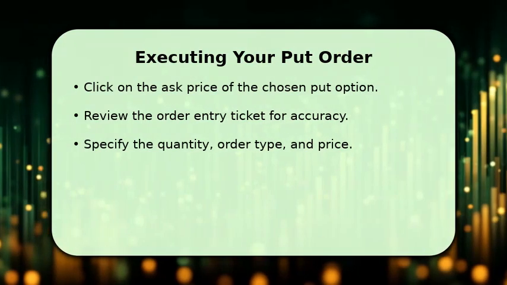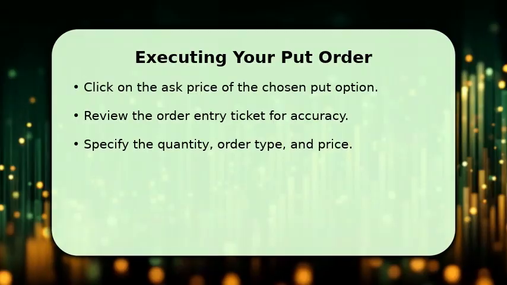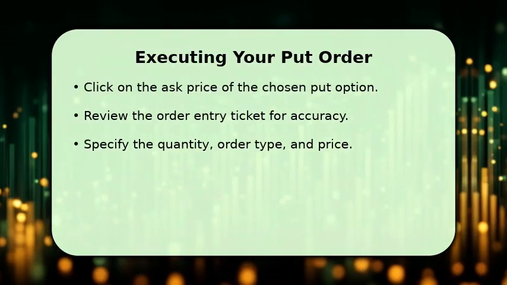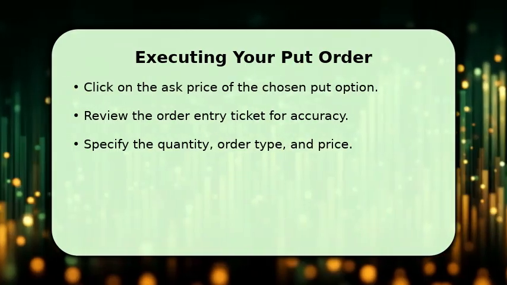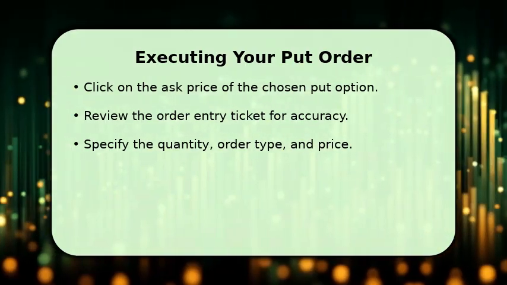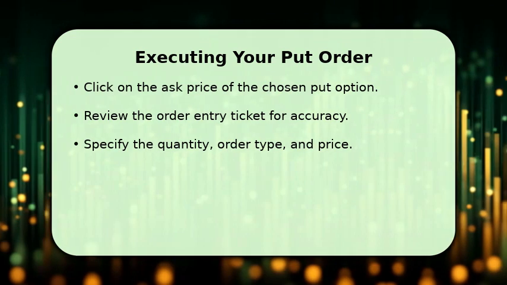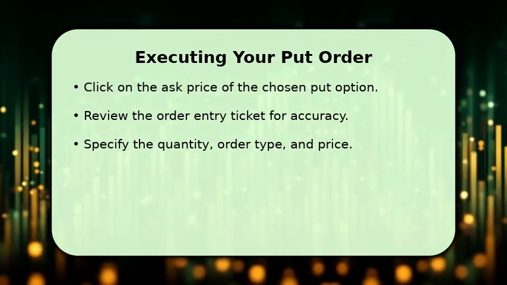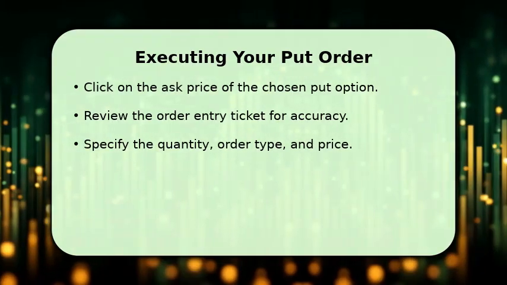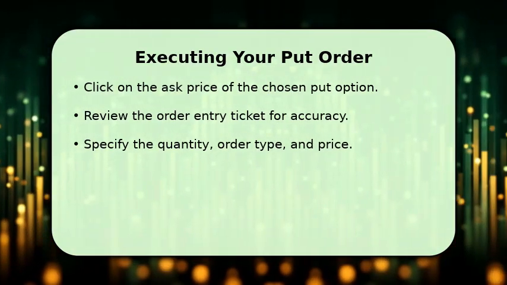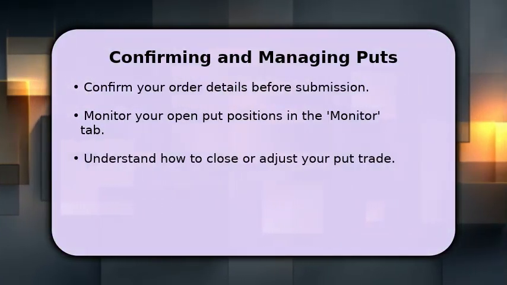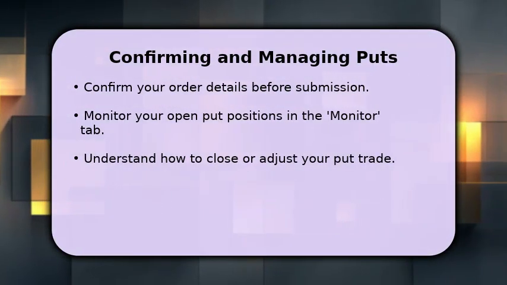To initiate your order, click on the ask price of the specific put option you want to buy. This action will automatically populate an order entry ticket. Carefully review all the details, including the symbol, strike price, and expiration. Adjust the quantity of contracts, select your desired order type, such as a limit order, and set your preferred price before proceeding. Before submitting, double-check all the information on your order ticket to ensure it is correct.